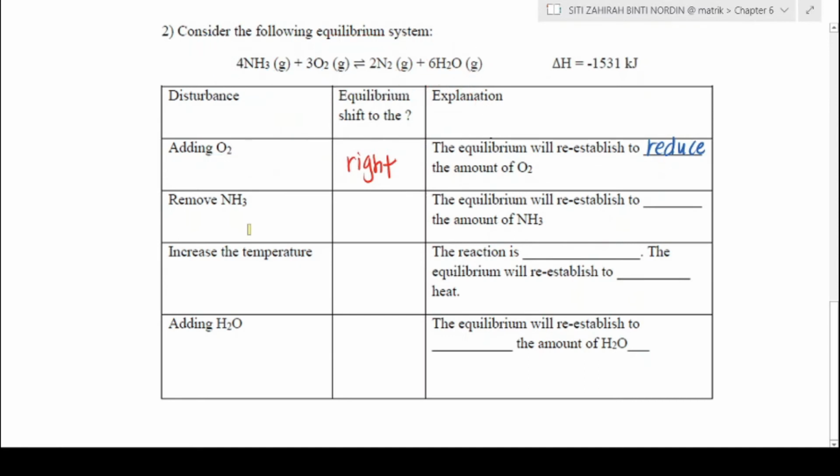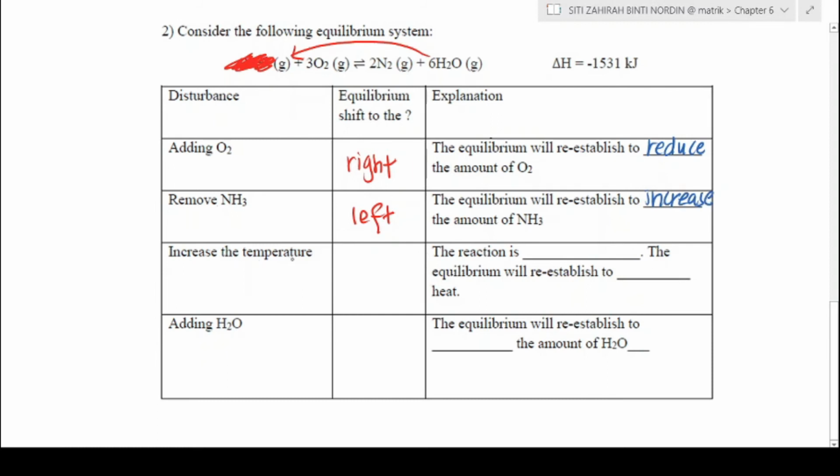Alright, next, remove NH3. So we remove this NH3, so the equilibrium is going to shift to the left, because we don't have NH3 anymore on the right-hand side. The equilibrium will re-establish. Now the disturbance is that we removed it, so we need to add it again to increase the amount of NH3.